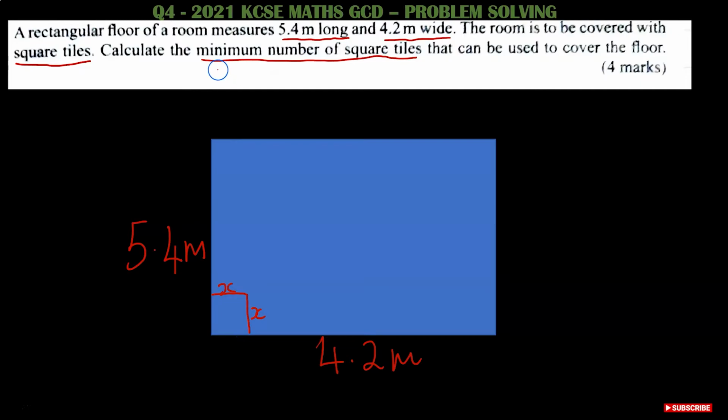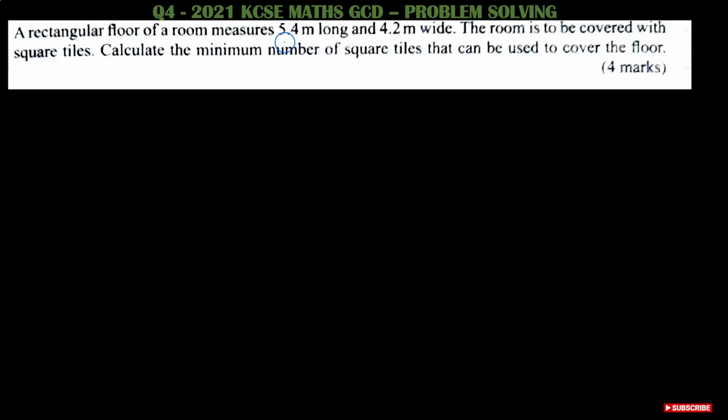Now, because we are asked to find the minimum number of square tiles, it means we're not really going to cover the whole floor. We're just going to find the area that's going to be covered by the measurements that we have using the square tiles. This means we need the common width and the common length. What comes to mind? Well, we need to find the greatest common divisor of 5.4 meters and 4.2 meters. Our numbers are 5.4 and 4.2.